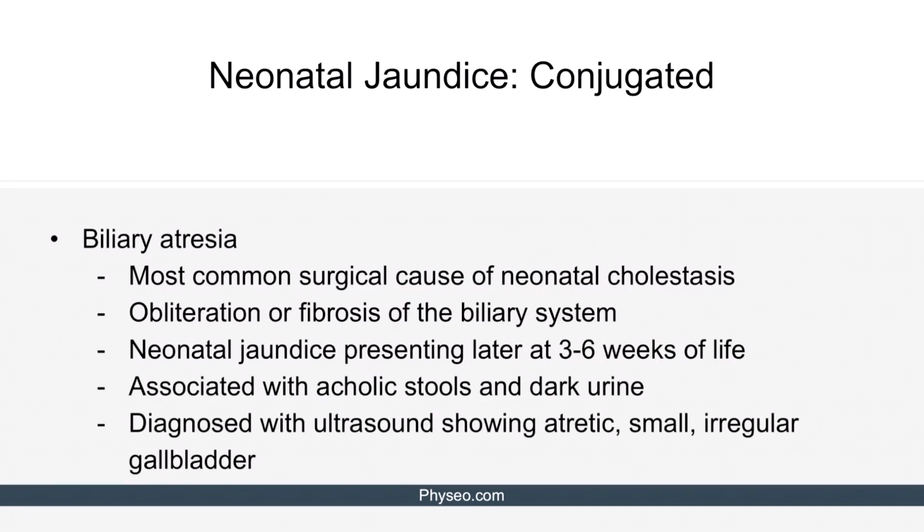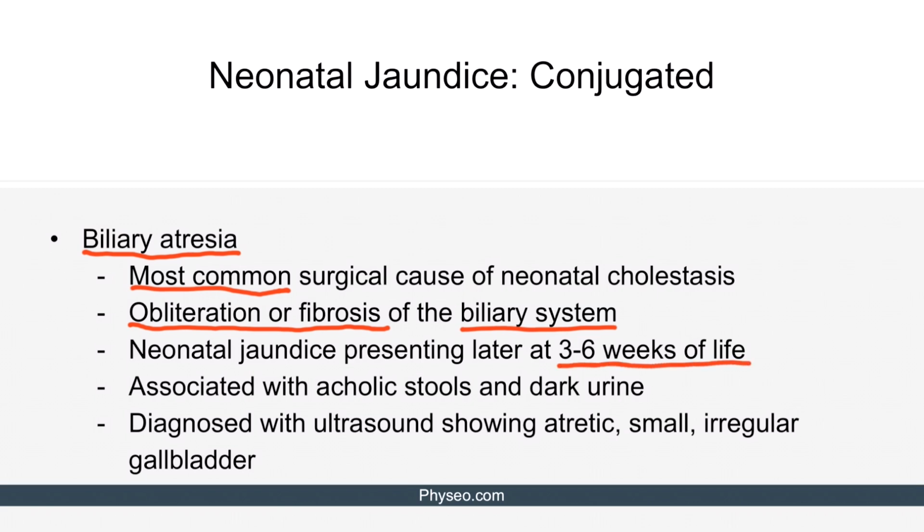One etiology of conjugated hyperbilirubinemia is biliary atresia. This is the most common surgical cause of neonatal cholestasis and is due to obliteration or fibrosis of the biliary system. This typically presents later than other causes of jaundice, typically around 3 to 6 weeks of life.